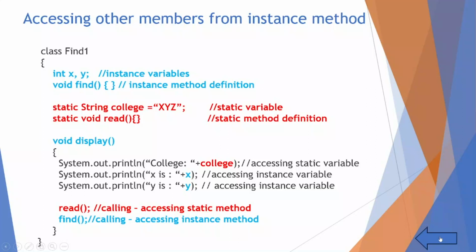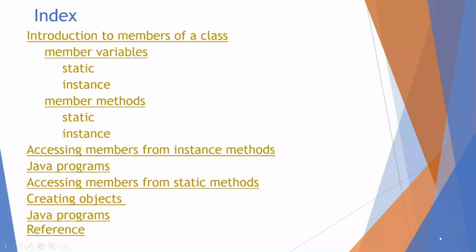Now read is a method. We are trying to call read with a semicolon. No syntax error will be displayed. Again, we can call the find method, which is an instance method. So, an instance method can access any member of the class except the constructor. Let's see this with the help of a Java program.